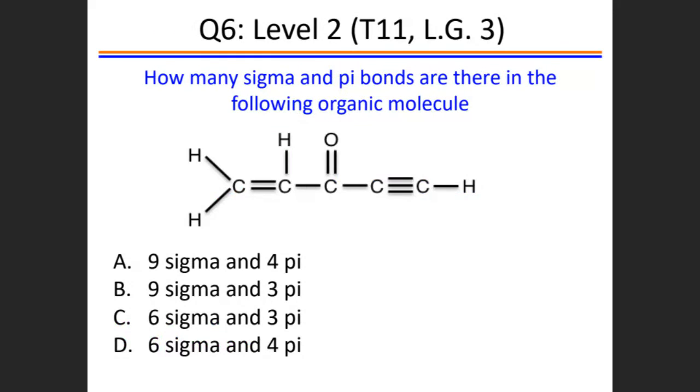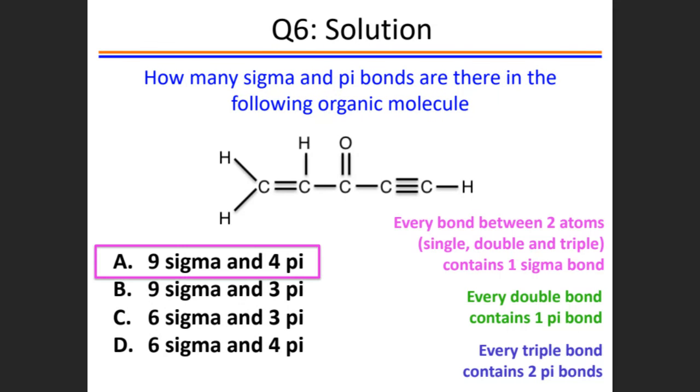How many sigma and pi bonds are there in the following organic compound? So here, 1 pi, here 2 pi, 3 pi. But now sigma, sigma, sigma, sigma, sigma. 1, 2, 3, 4, 5. Let's check it out. But why are they taking 9 sigma?